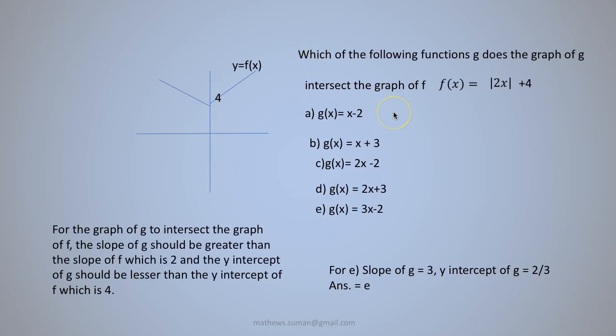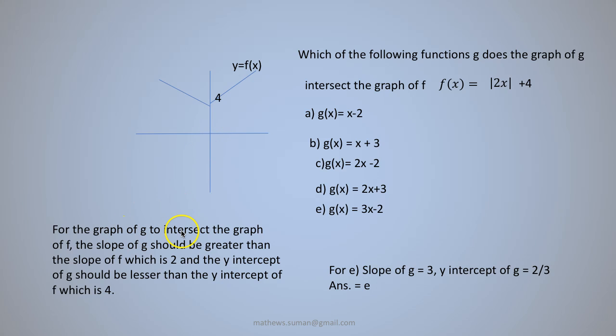Coming to a problem on coordinate geometry: for which of the following functions g does the graph of g intersect the graph of f? f(x) is mod 2x plus 4. So this is the graph of f and it has a y-intercept of 4.